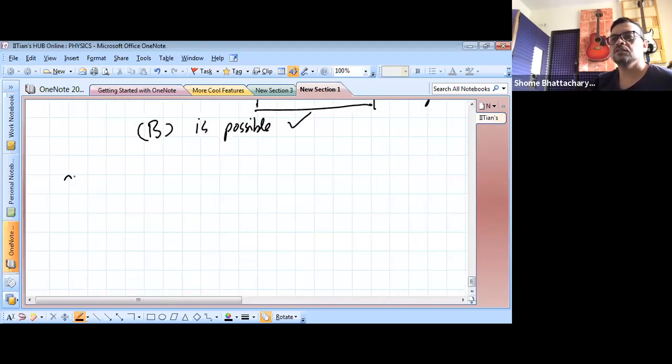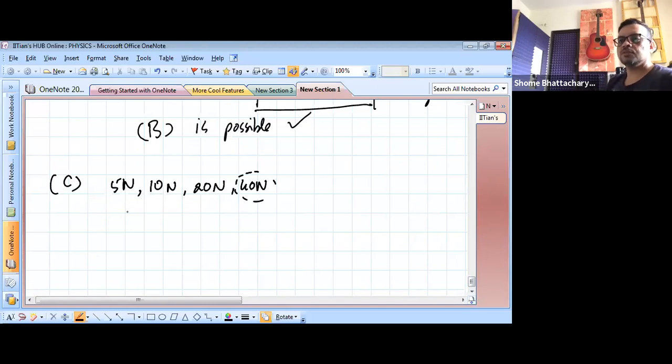So option C is saying that we have forces of magnitude 5 newtons, 10 newtons, 20 newtons, and 40 newtons. Now you can see this will not be possible because this one is larger than the sum of these three. The sum of these three is 35. You'll see this is not possible. Okay, so let us say here that E is of magnitude 5, B is of magnitude 10, C is of magnitude 20, and D is of magnitude 40.